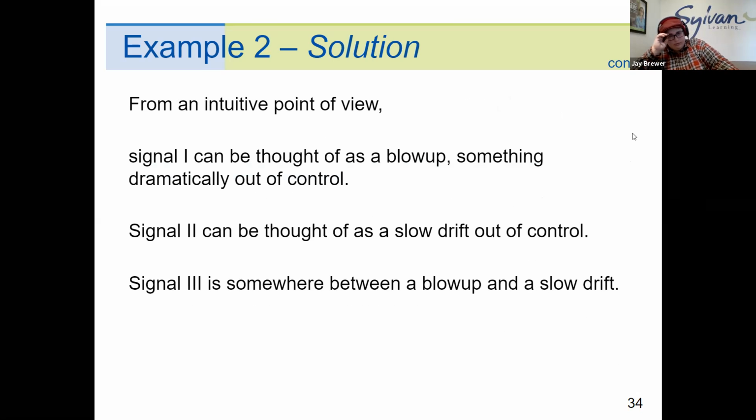From an intuitive point of view, signal 1 can be thought of as a blow up or something dramatically out of control. Signal 2 can be thought of as a slow drift out of control, and signal 3 is somewhere between a blow up and a slow drift.